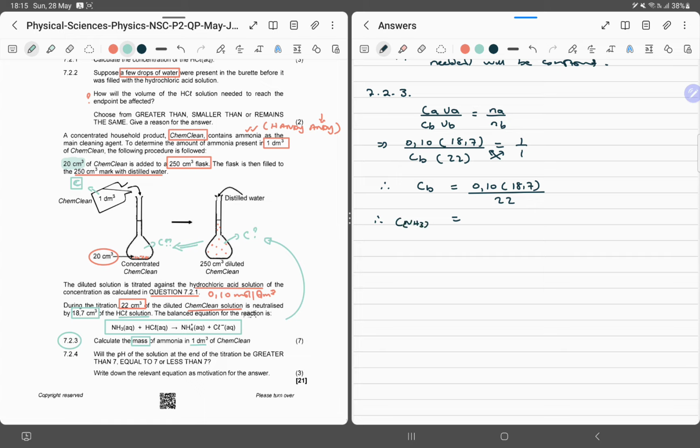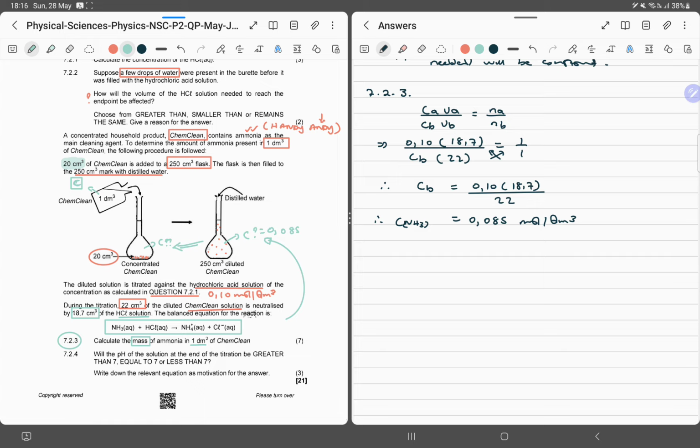So therefore the concentration of our ammonia there in that 250 centimeter cubed is this one, 0.10 into 18.7, then divide by 22, gives us 0.085 mole per decimeter cubed. Okay, so that means this one is essentially 0.085 because we just took a smaller volume of the same concentration. It's like when you pour a cup from a bottle of Coke. That cup has the same concentration as in the bottle.